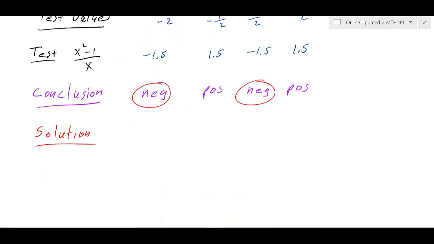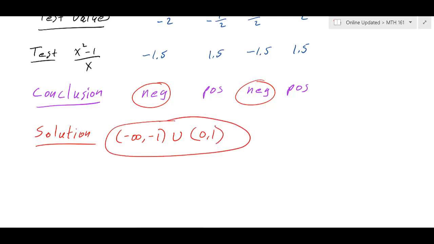So the solution would simply be negative infinity to negative 1, and then we have our symbol for or, 0 to 1.